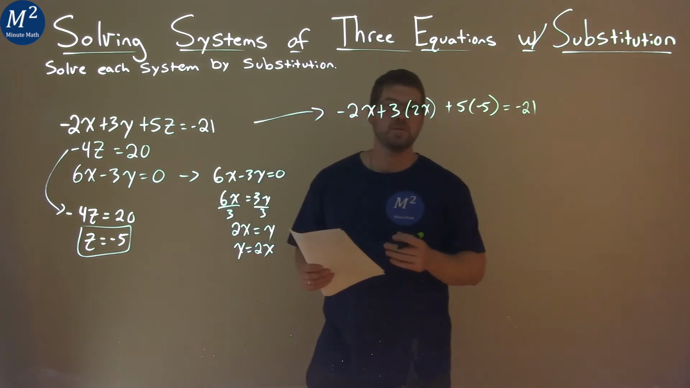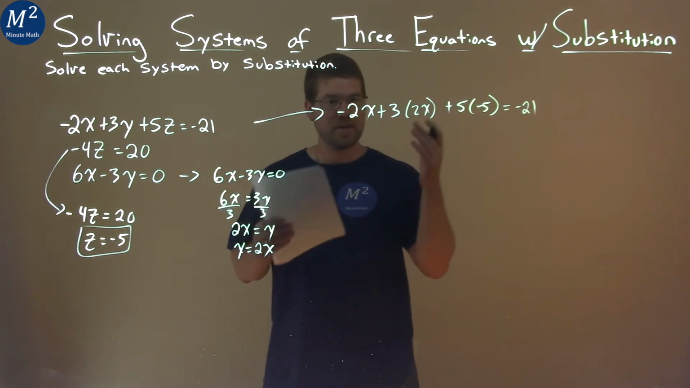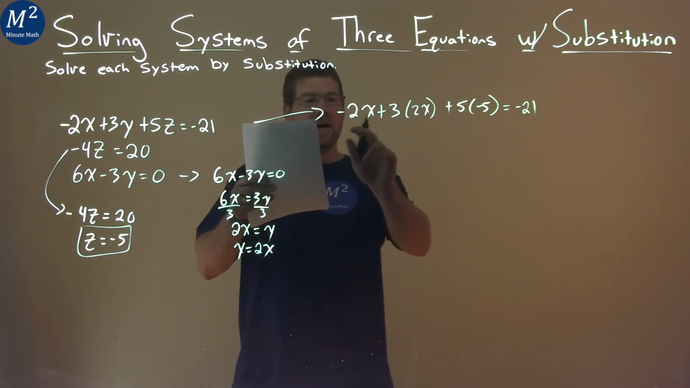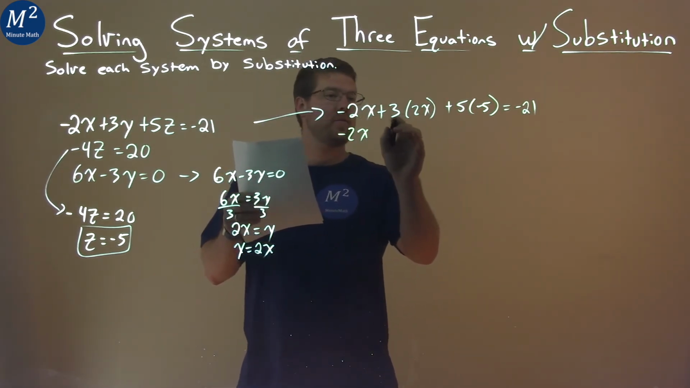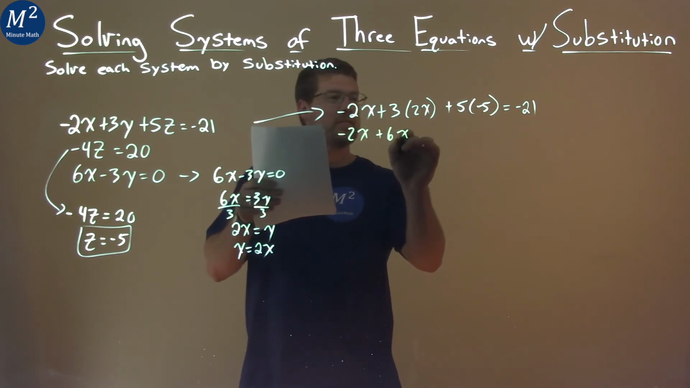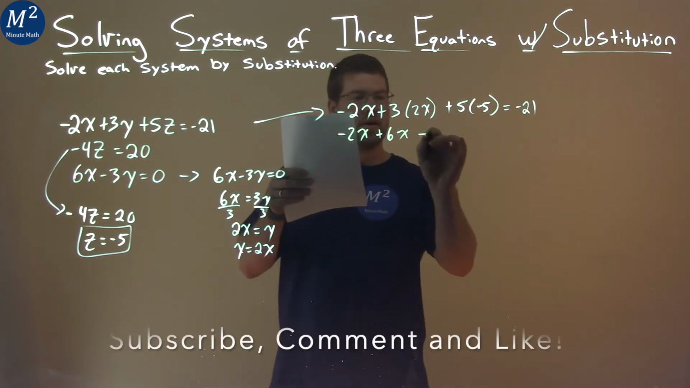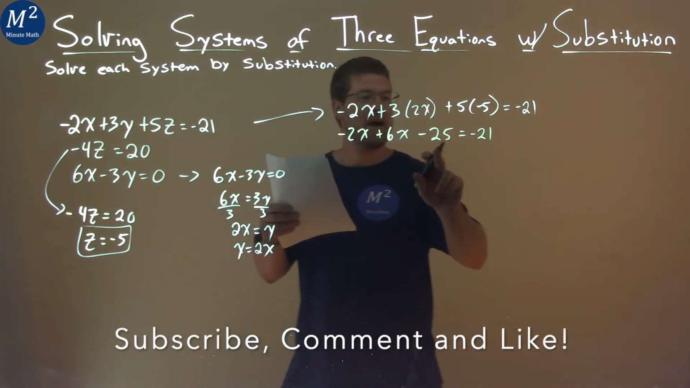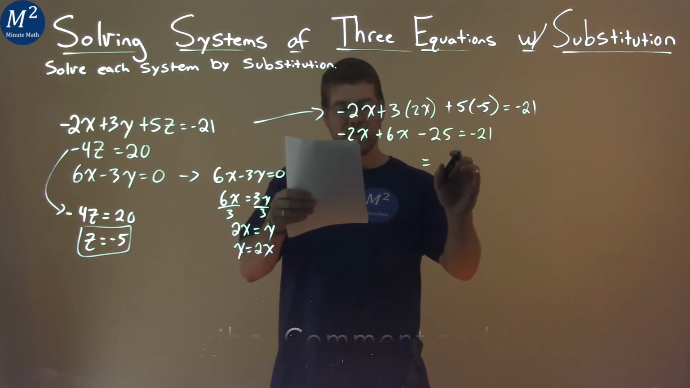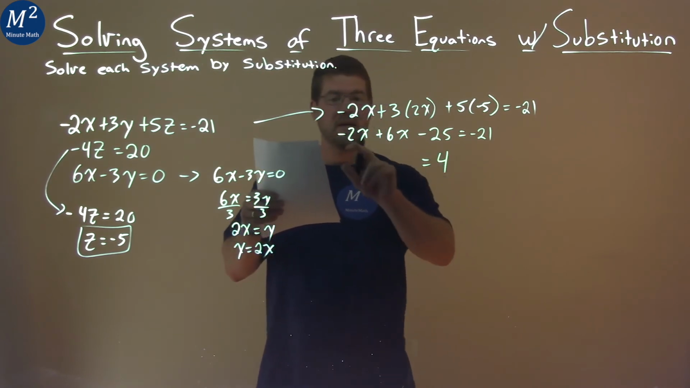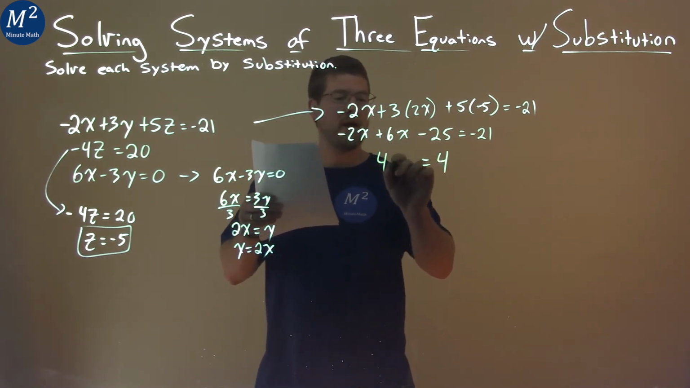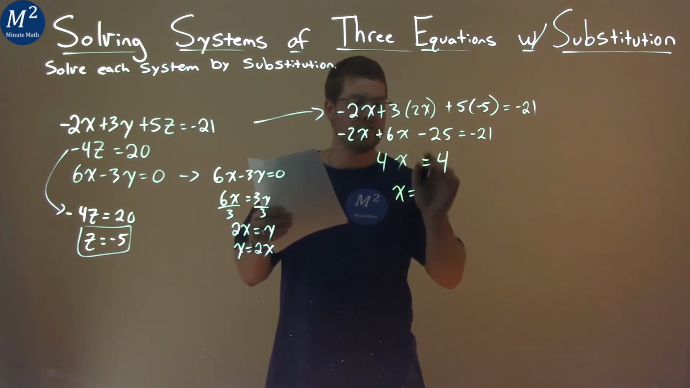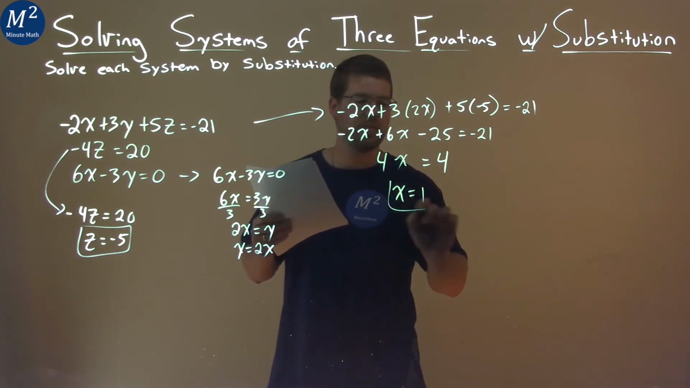Now I have an equation with only one variable, which is x, and now I can solve that equation here. Negative 2x comes down, 3 times 2x is a 6x, and 5 times negative 5 is a minus 25, and equals negative 21. I add a 25 to both sides and I get a positive 4. Negative 2x plus 6x is 4x. Divide both sides by 4 now, and x is by itself, and 4 divided by 4 is 1.